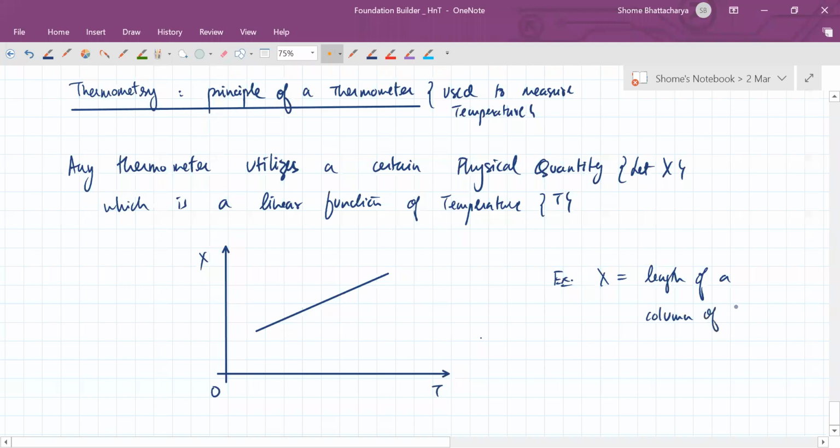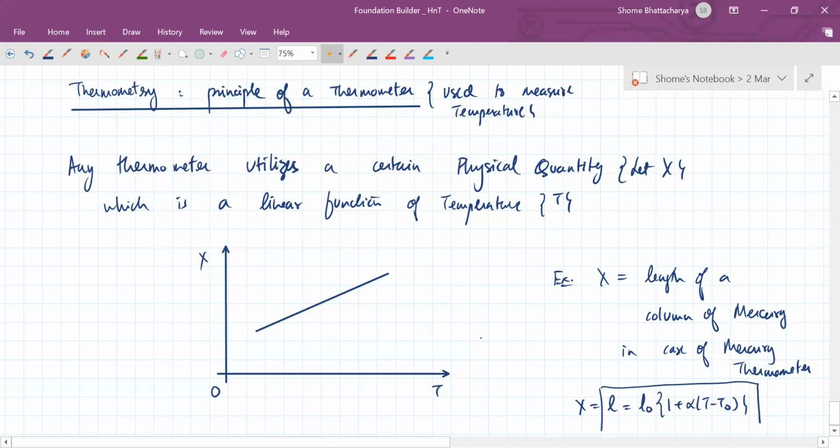a column of mercury in case of mercury thermometer. Okay. So x is equal to L, which is L naught 1 plus alpha into T minus T naught. You can see it's a linear relationship with respect to temperature.